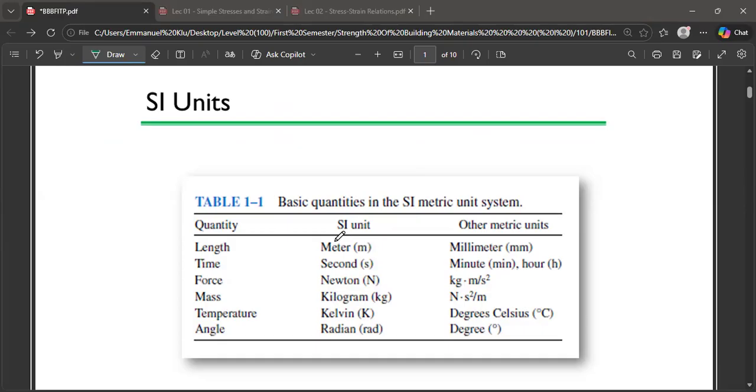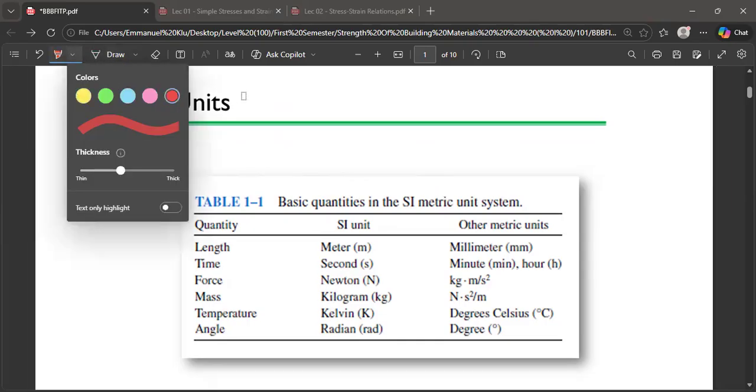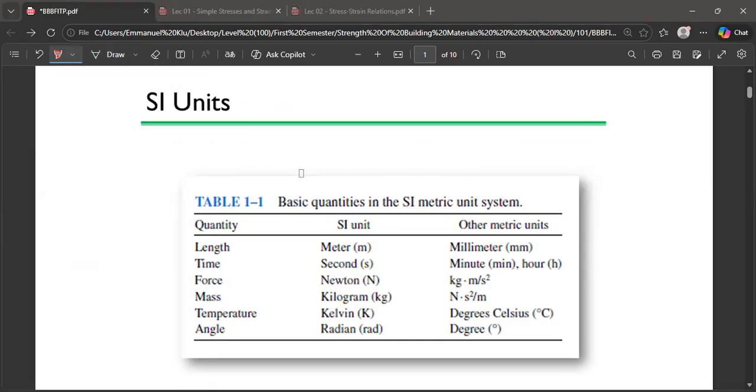This is Table 1.1, and this is a basic quantity in the SI metric unit system. Over here we have our quantity, over here is our SI unit, and over here are other metric units. So length is measured in meters, and time is measured in seconds. Force is measured in Newton. Mass is measured in kilogram. Also, temperature is measured in Kelvin, and angle is measured in radian.